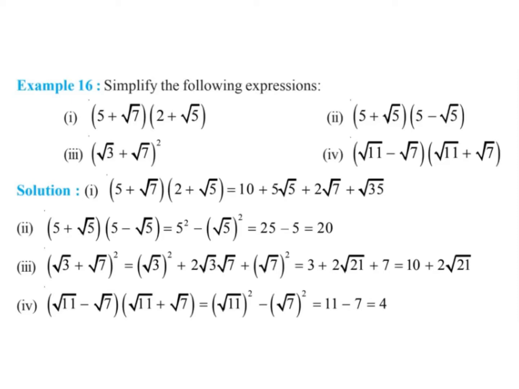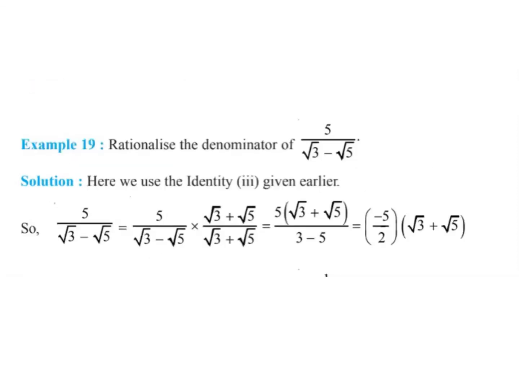Fourth one, (√11 − √7)(√11 + √7). It is of the form (a − b)(a + b) = a² − b². So on applying the identity, we'll get (√11 − √7)(√11 + √7) is equal to (√11)² − (√7)², that is equal to 11 − 7, that is equal to 4. Next is rationalize the denominator of 5 upon √3 − √5.